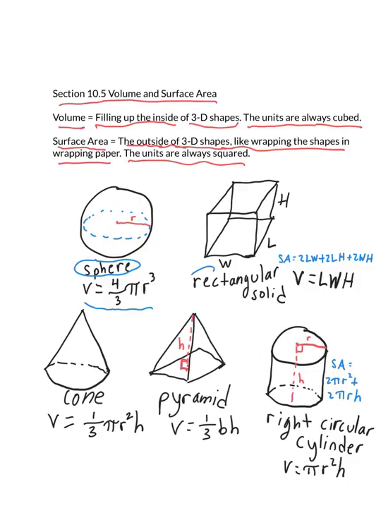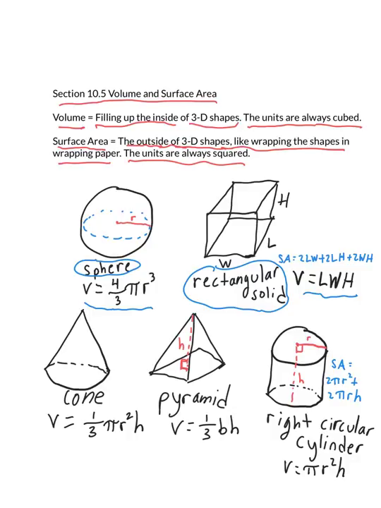A rectangular solid is up next. The volume, you just simply multiply the length times the width times the height. L times W times H. By the way, a cube where all sides are equal is a type of rectangular solid. So you could use these formulas, these rectangular solid formulas, on a cube as well.